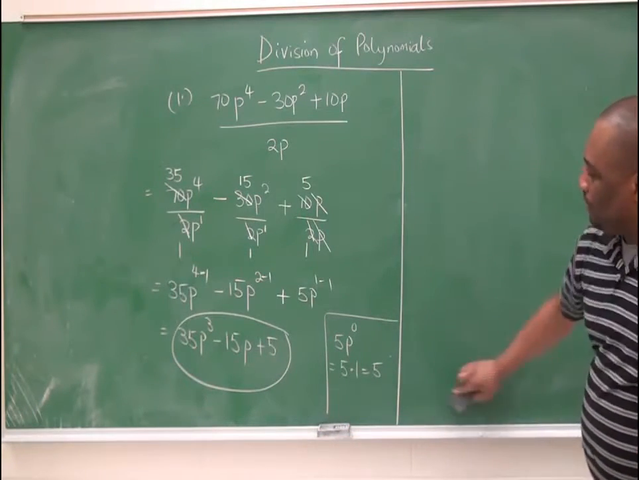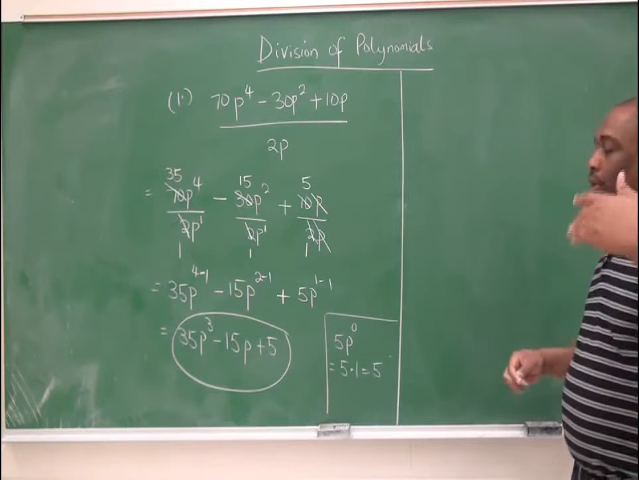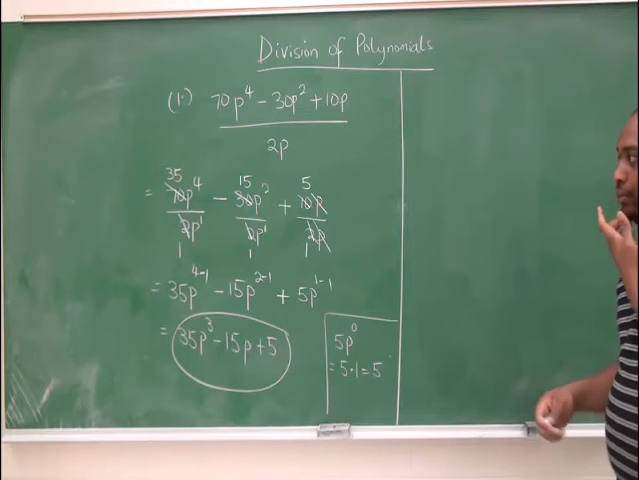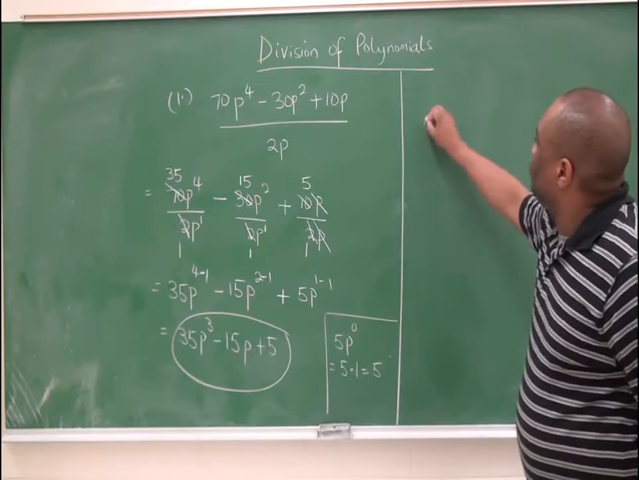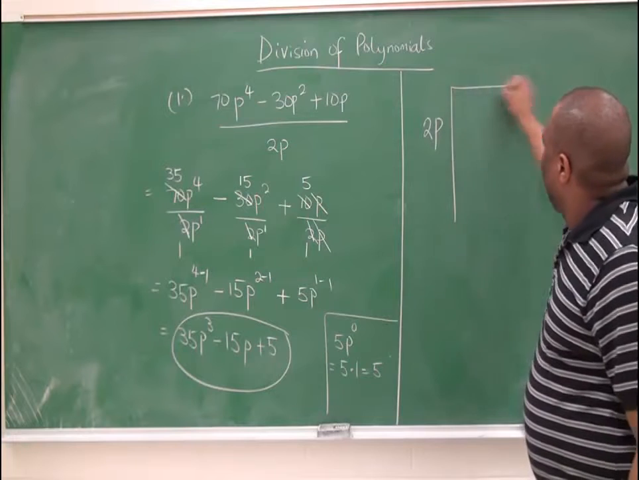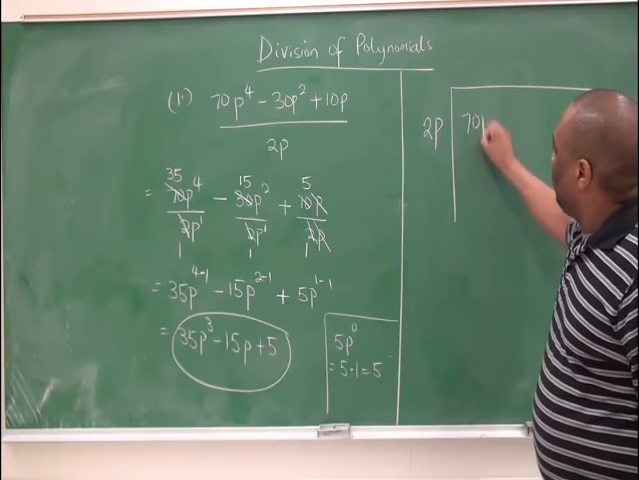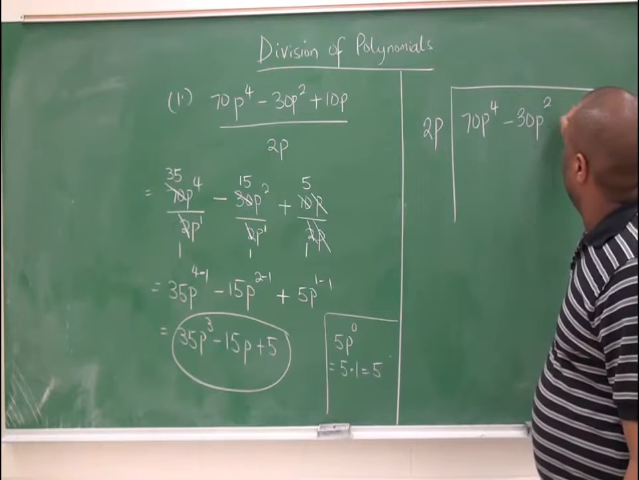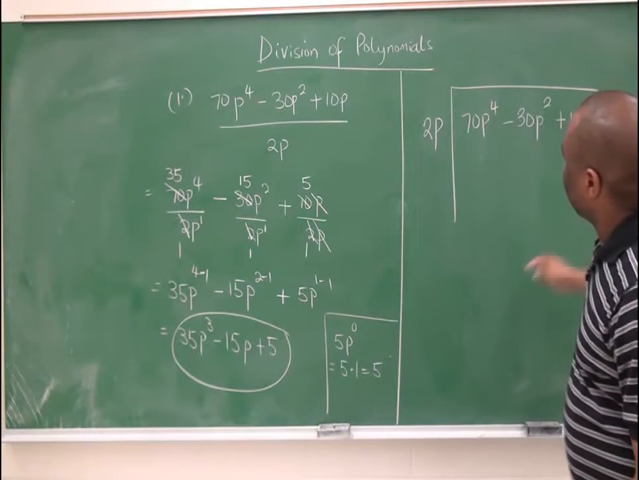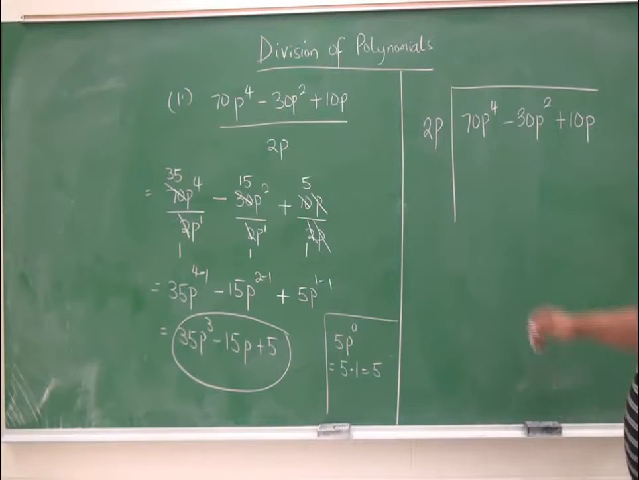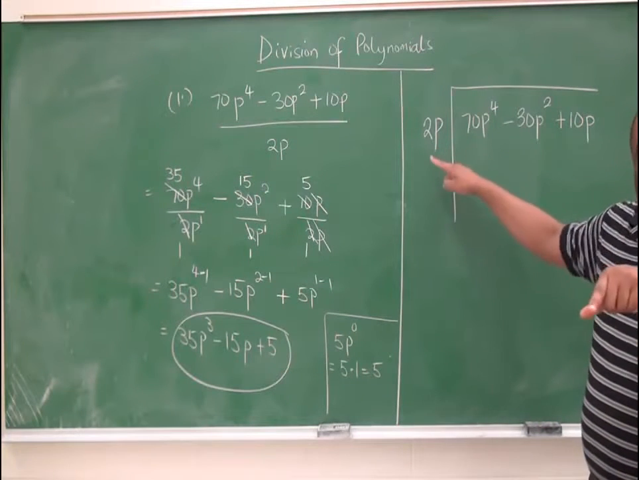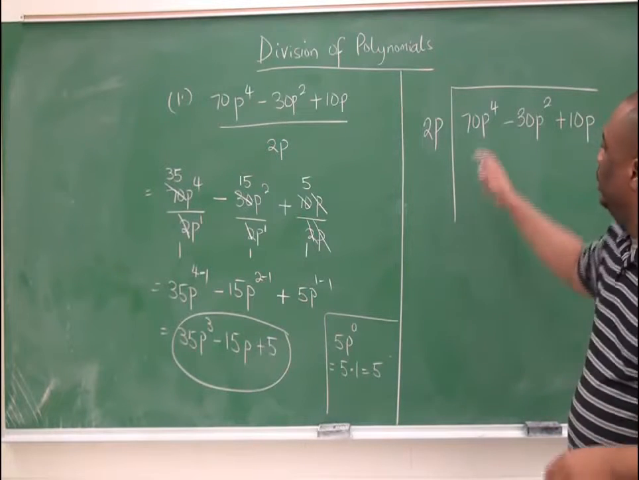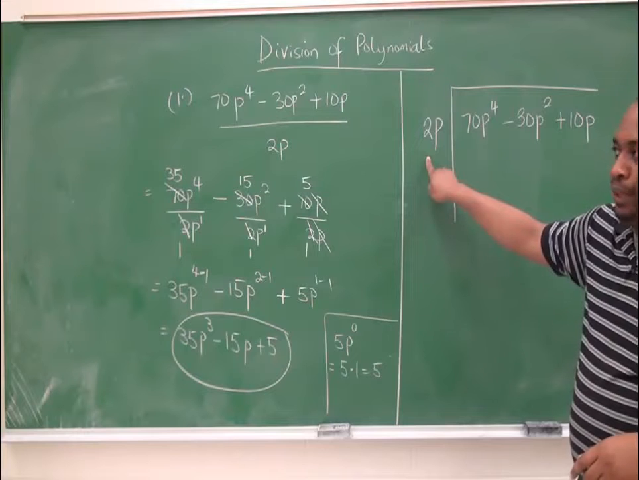You might wish to set it up like the division process that you are used to. In this case, we will now do 2p divided into 70p4 minus 30p squared plus 10p. Okay? So, in this case, we do it the same way we've been doing it. Like your division process, you do 70p4 divided by 2p.